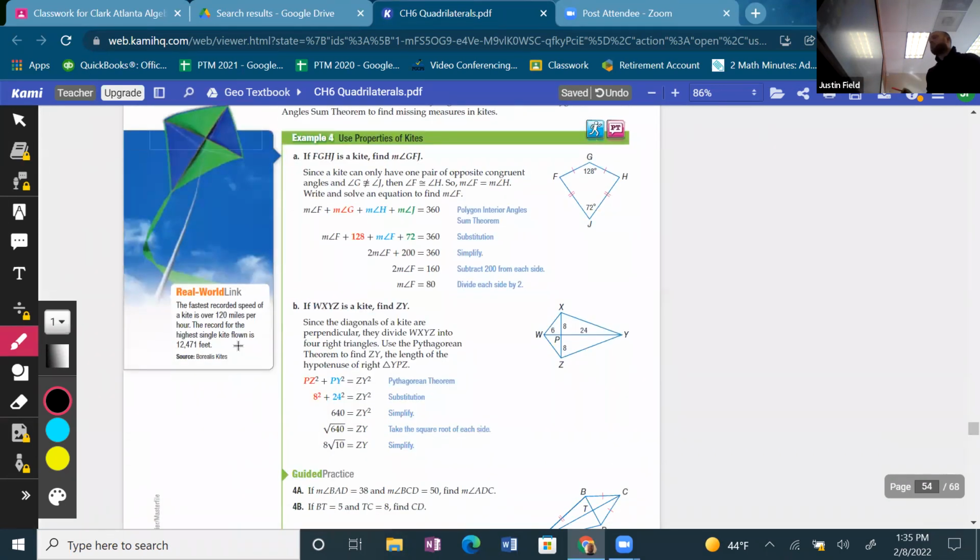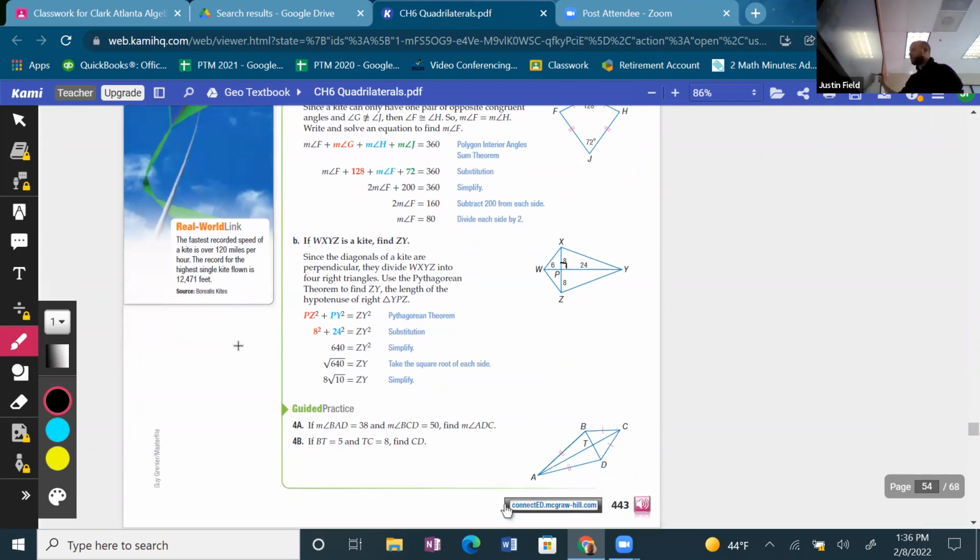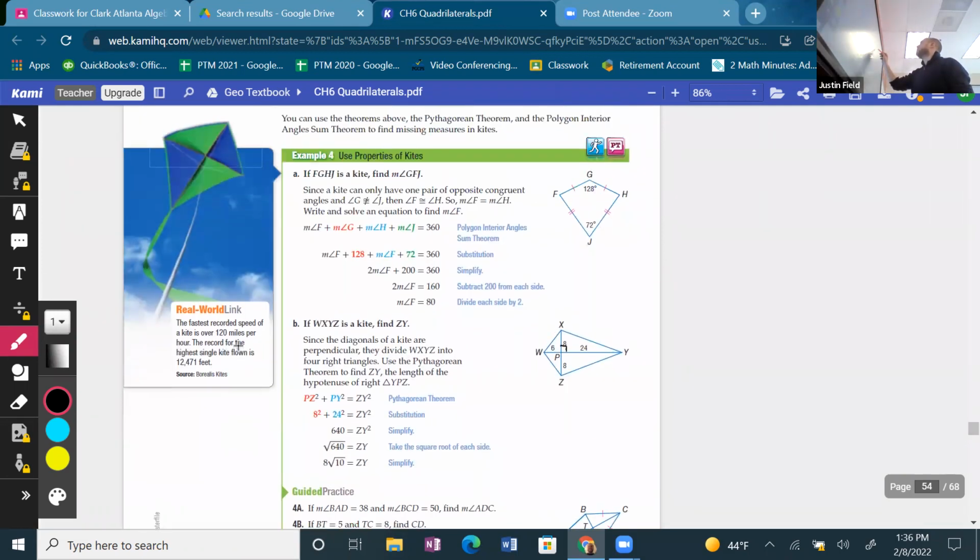So you can use the properties of kites, and be aware, because of the perpendicular diagonals, you will have to use the Pythagorean theorem. And like I just said in the property, F and H in this picture would be congruent. So they all add to 360. So then you could find F and H. Oh, look at that. See? Okay.